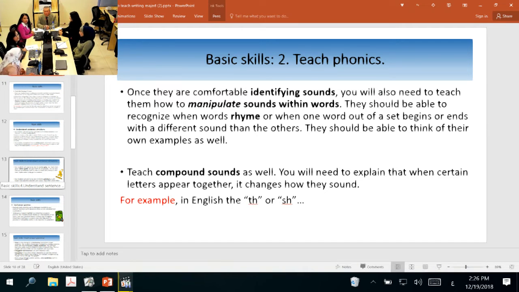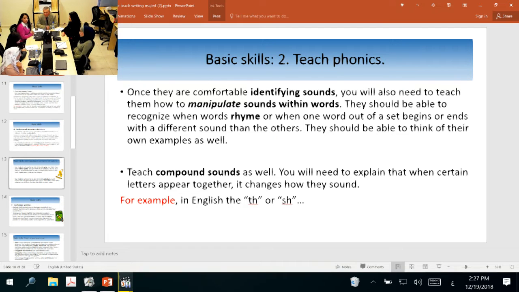Now, once they are comfortable identifying sounds, you will also need to teach them how to manipulate sounds. Now they are forming their words. After they have learned about sound, now they are forming two sounds or more than two, forming words within words. They should be able to recognize when words rhyme, or when one word out of a set begins or ends with a different sound than the others. They should be able to think of their own examples as well.